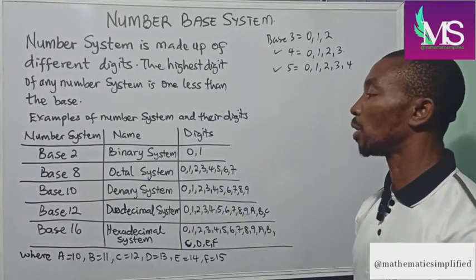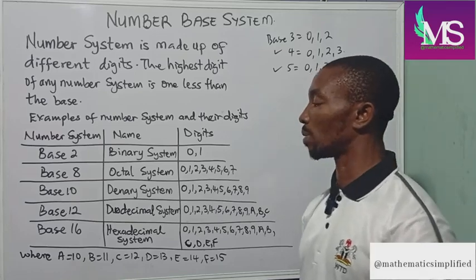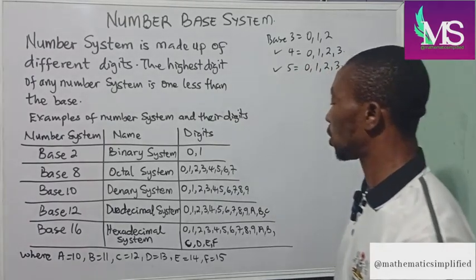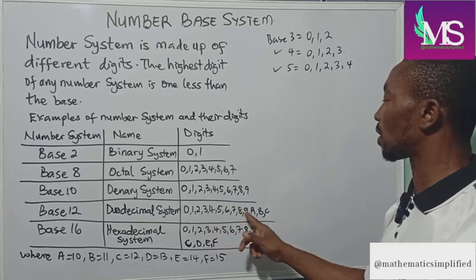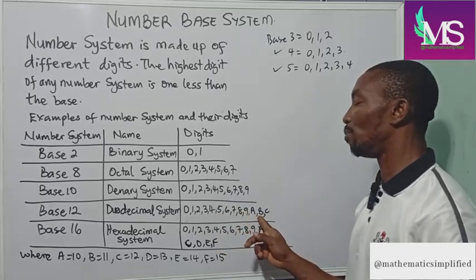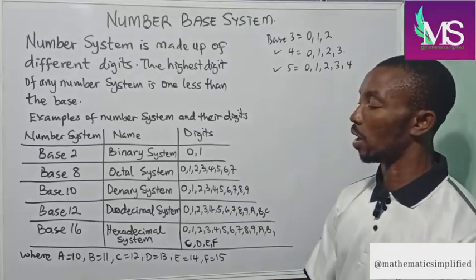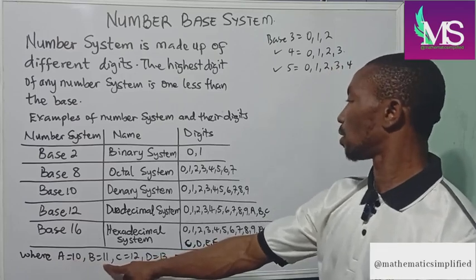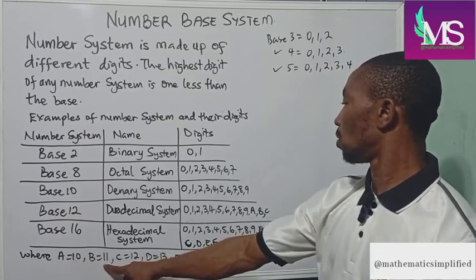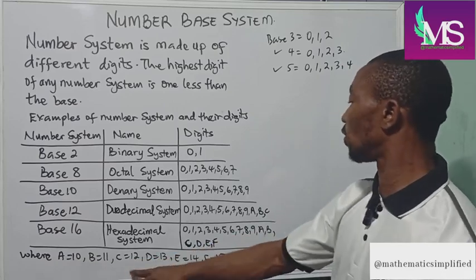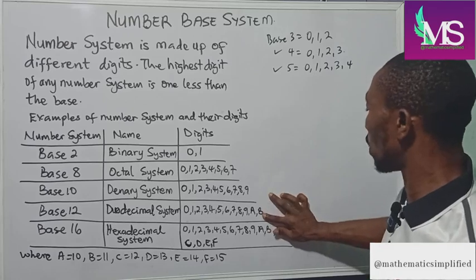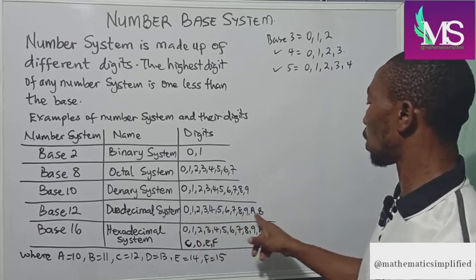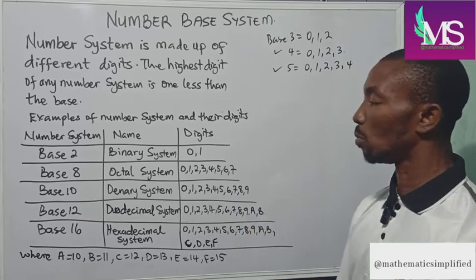Now our base 12 is known as our duodecimal system. The digits are 0, 1, 2, 3, 4, 5, 6, 7, 8, 9, A, B, where A is 10 and B is 11. So for duodecimal, the digits 10 and 11 are represented by A and B.